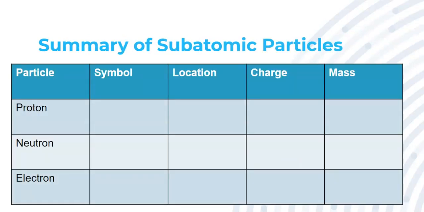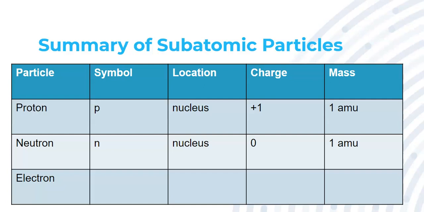All right, now when we talk about the subatomic particles, we need to know where they're located, their charge, and their mass. Protons are located in the nucleus, and they have a positive 1 charge. You can remember that because protons are positive. They both start with P. And they have a mass of 1 atomic mass unit. Neutrons are also located in the nucleus, and neutrons are neutral. And they have a mass of 1 atomic mass unit as well.